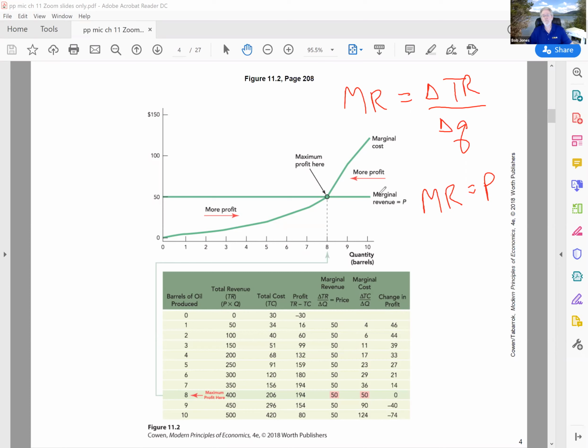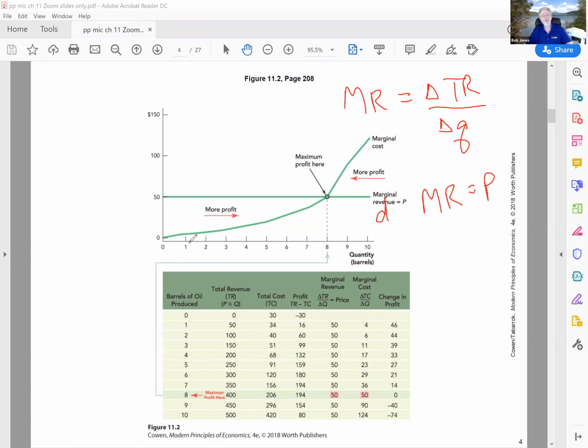Okay, so this green line here is the demand curve for this producer's product. It shows that he can sell any quantity he wants as long as he charges the market price, and his marginal revenue is the price. So this horizontal green curve here is the marginal revenue curve. It is also the demand curve for this producer's product.